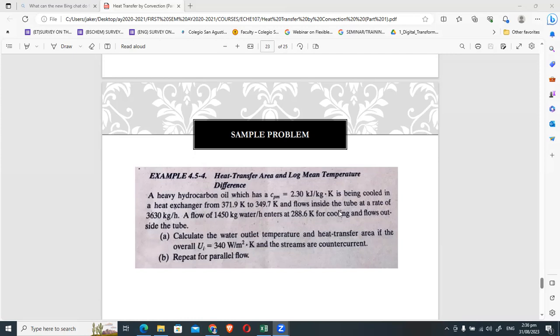This is for your heat exchanger in this case. So it's your cooling water and flows out outside the tube. You are to calculate the water outlet temperature and heat transfer area if the overall heat transfer coefficient to be used is 340 watt per square meter per Kelvin and the streams are countercurrent. Now, letter B, you are to redo everything this time if the flow is co-current or parallel flow. So you may take a picture of the problem again. That way you will have a reference when I discuss the solution.